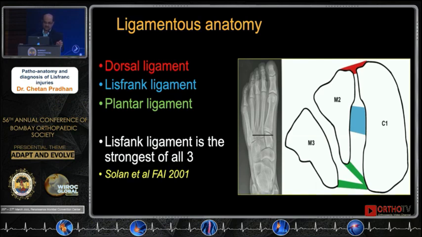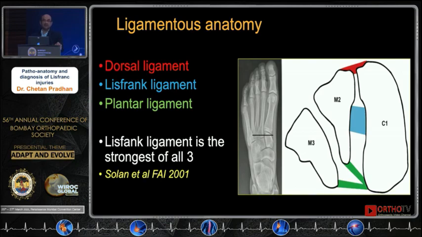Now all these columns and this joint complex, the midfoot complex, is held together by three important ligaments. One is the dorsal ligament, which is from C1 to M2, the interosseous Lisfranc ligament, which is the strongest, and the plantar ligament from C1 to M2 and M3. The weakest ligament is the dorsal ligament. The strongest ligament is the interosseous ligament. And the plantar oblique ligament is also a strong ligament which keeps all these joints intact.